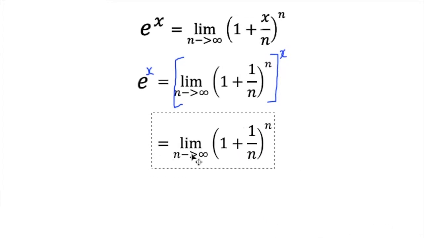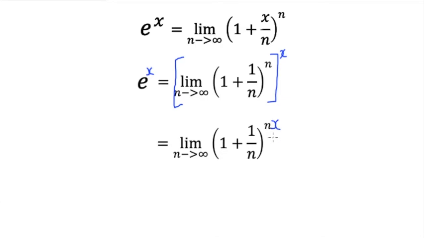I'm just going to rewrite this. This is the e that we had before. And we're going to bring this x inside this square bracket here. If we have a power to a power, then you multiply the exponent. So this is going to be n times x. There we go. Great, perfect.